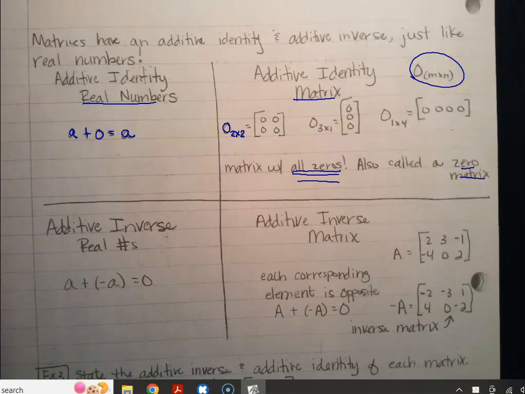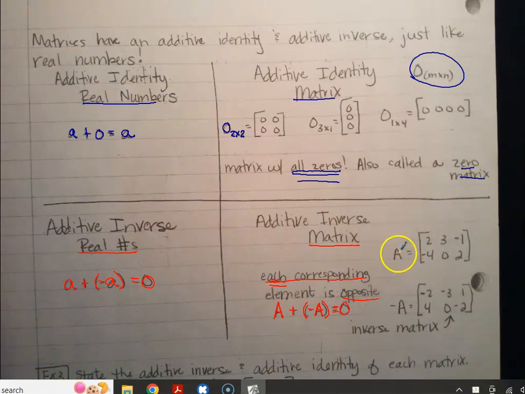Okay, so let's check out the additive inverse. In real numbers, the inverse says A plus negative A equals 0. The goal is always to get that 0 in the additive inverse. Well, for the additive inverse matrix, each corresponding element is opposite. Each corresponding, that's key right there, each corresponding element is opposite. So matrix A plus the inverse of matrix A has to equal 0.